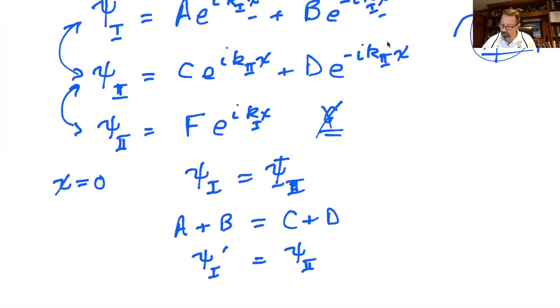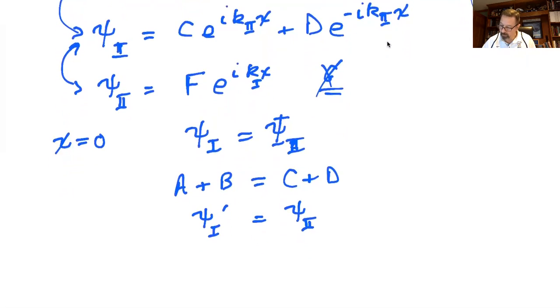Let's see, it brings down an ik and a minus ik, right? So I think it's ik1 times A e^(ik1x). And then let's take the derivative of B. I'm going to bring down a minus, so minus ik1, and then it's B times e^(-ik1x).